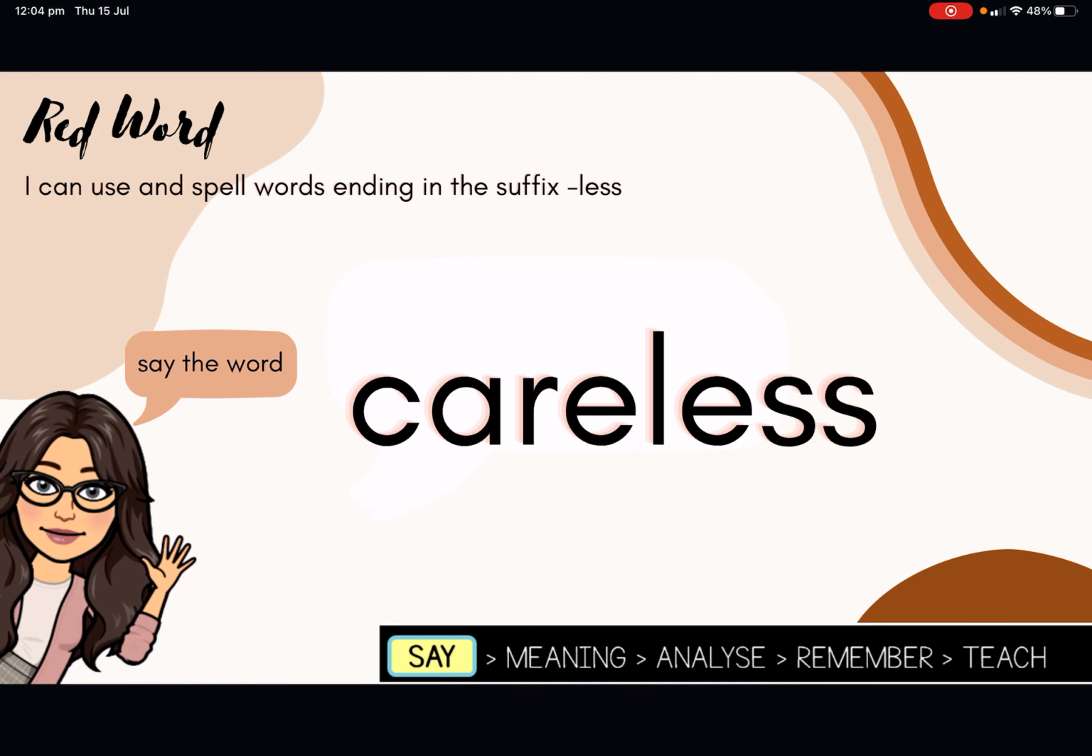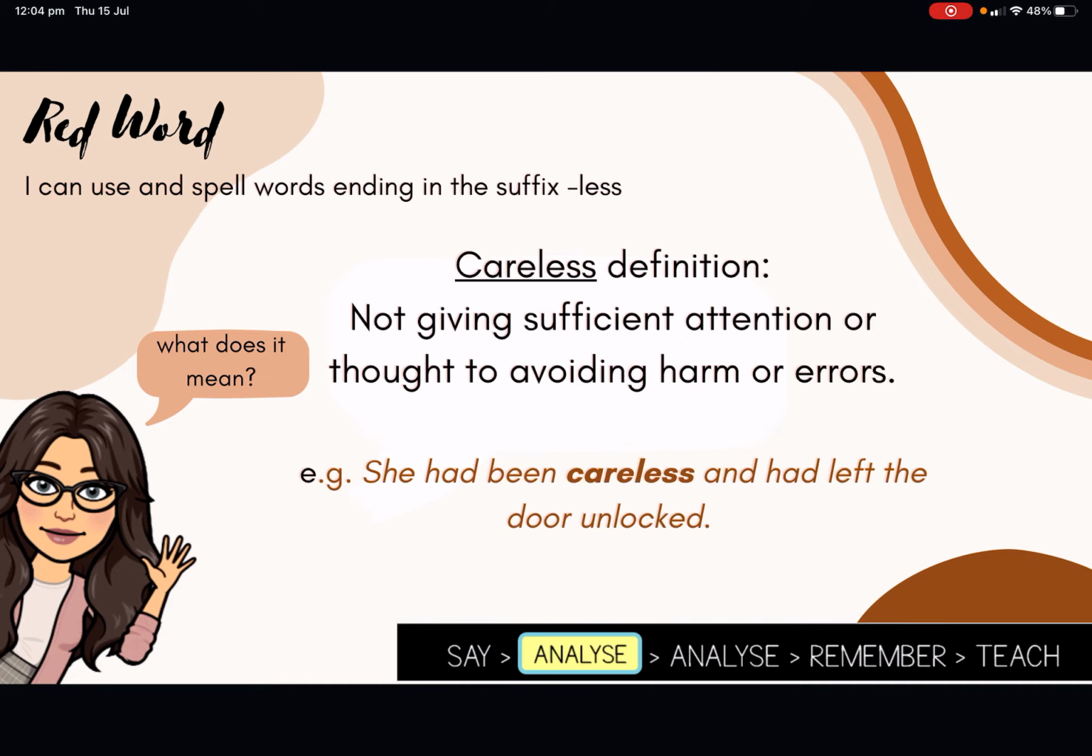Okay, the first word we are going to be looking at is part of the red word group, and it is the word careless. Can you please say the word careless out loud so that you know you are pronouncing it correctly? Careless. Okay, what does it mean?